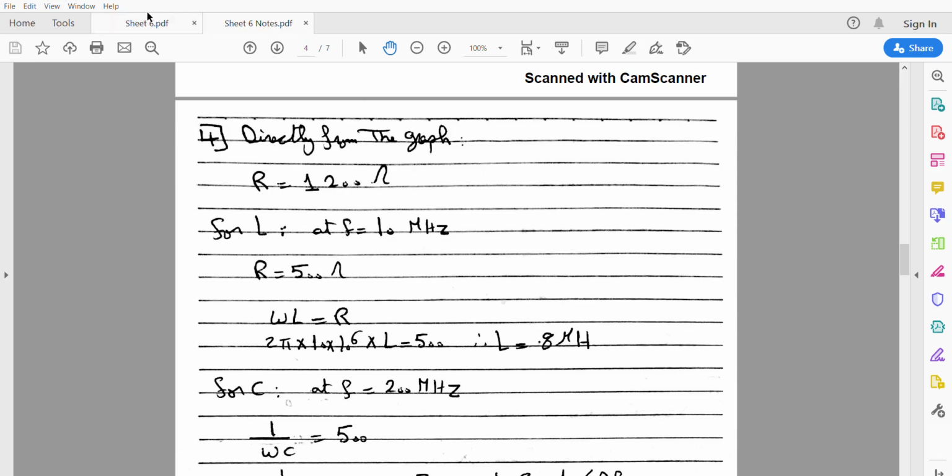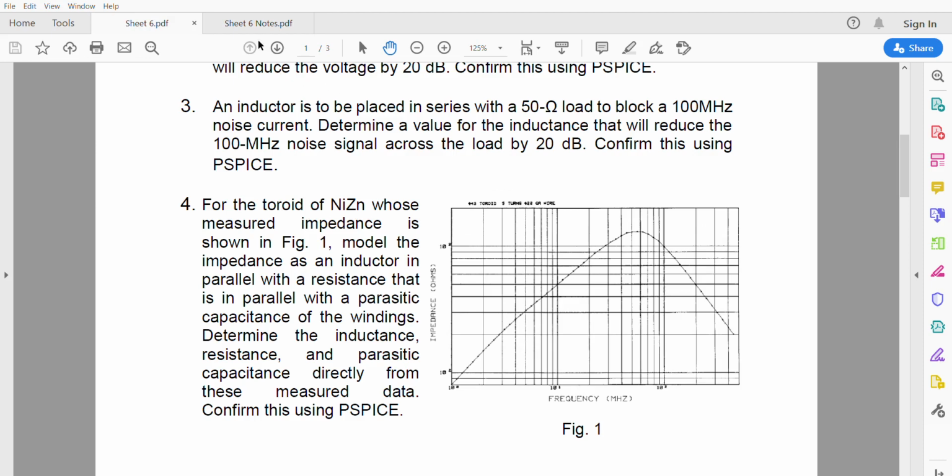Now if we need to determine the inductance, the value of inductance is at a frequency of 10 megahertz. Since this point is equal to 10 power 2, then it's 100. This point will equal 200, 300, 400, 500. So at impedance 500 ohm, the value of this point is equal to 10 megahertz, which is the frequency.